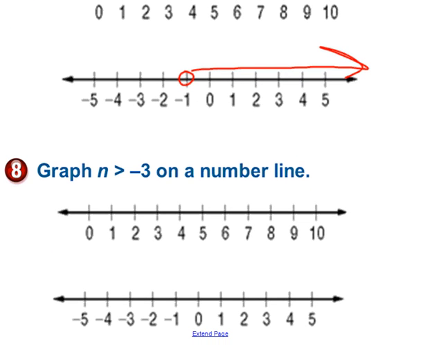Moving on. Graph n is greater than -3. So here's the -3 value. Open circle because it does not include -3. And of course, everything to the right. Thank you.